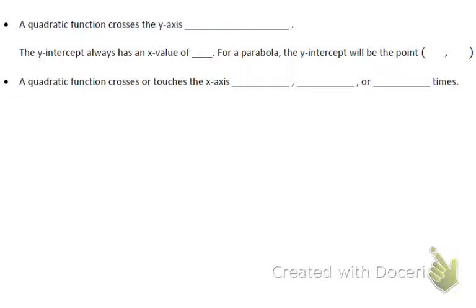A quadratic function crosses the y-axis once. The y-intercept will always have an x value of 0 because it's on the y-axis. If it's in standard form, we can write it as the point (0, c). Quadratic functions cross or touch the x-axis either 0 times, once, or twice. So 0, 1, or 2 times.